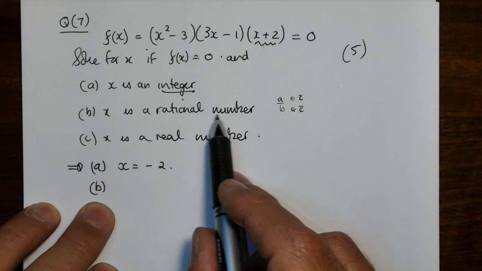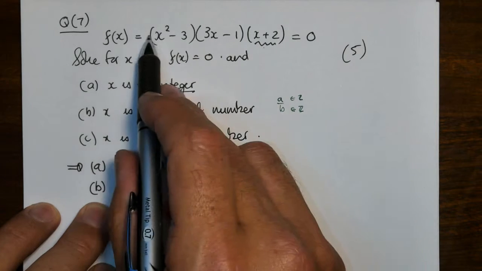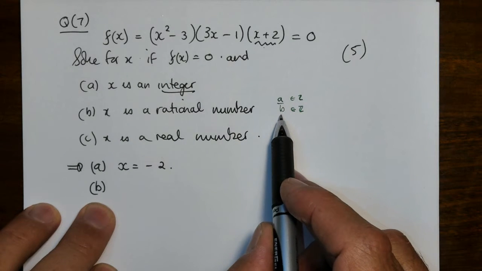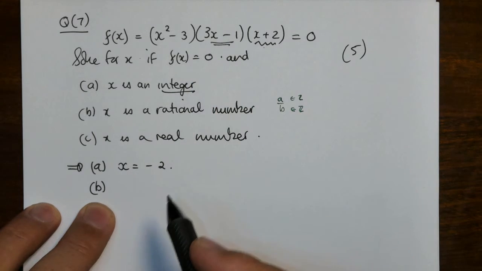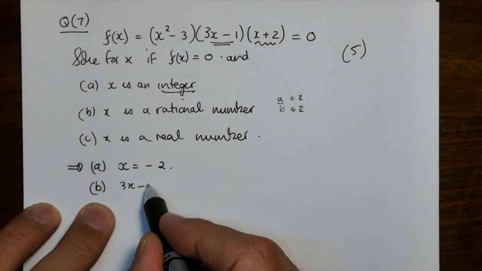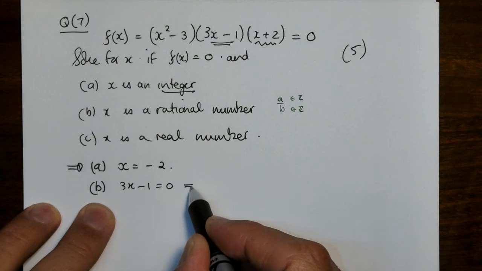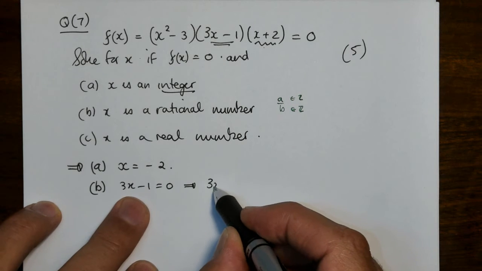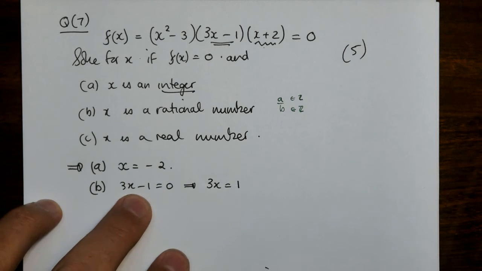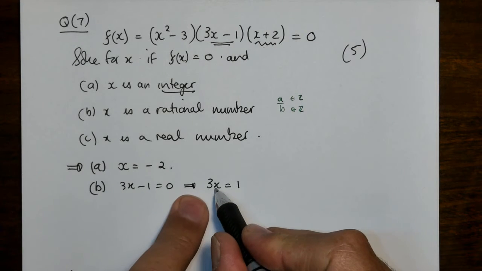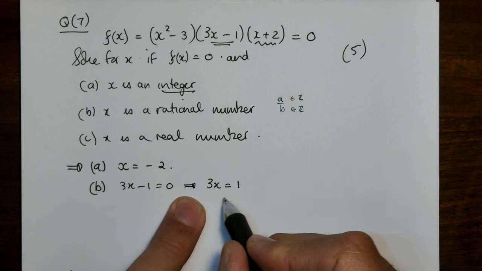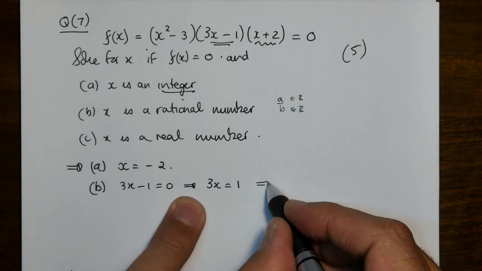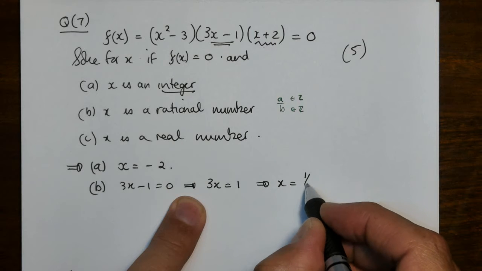For B, a rational number, we're looking for a solution from here where the top is integer, the bottom is integer. Now, the only one where that is going to happen is where 3x minus 1 is 0. Now, please don't fall into the trap here. 3x is therefore 1. Folks, for some reason you guys say it's 3 divided by 1. It's not. We need to get rid of the 3, so we divide both sides by 3. So x will be 1 over 3.